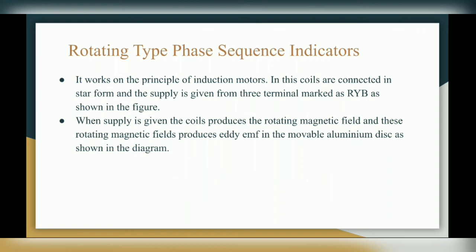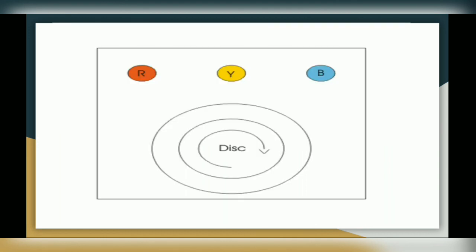So first type is rotating type phase sequence indicator. It works on the principle of induction motors. In this, coils are connected in star form and the supply is given from 3 terminals marked as RYB as shown in figure. When supply is given to the coils, it produces a rotating magnetic field, and this rotating magnetic field produces eddy EMF in the movable aluminum disc as shown in the diagram.